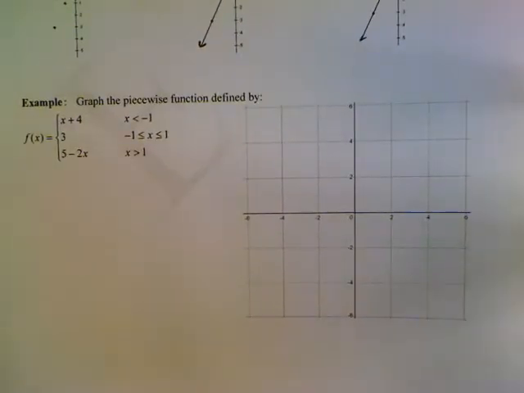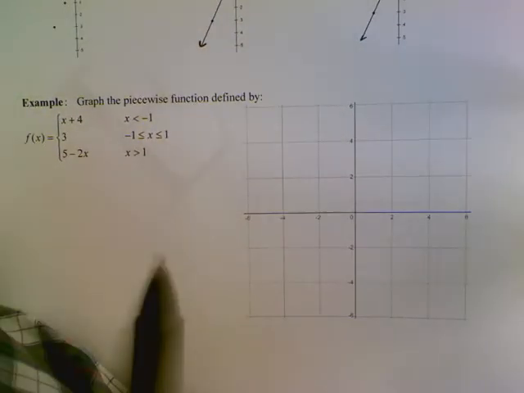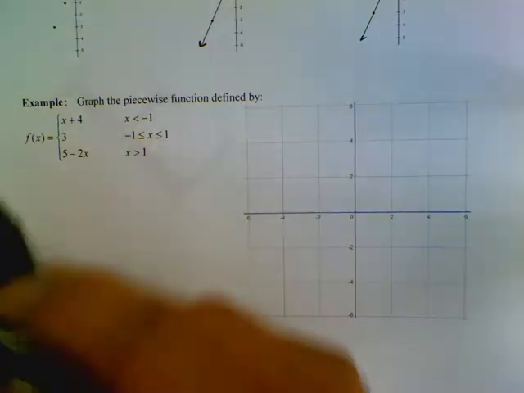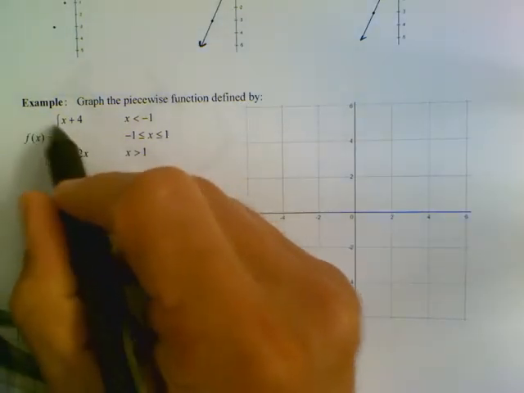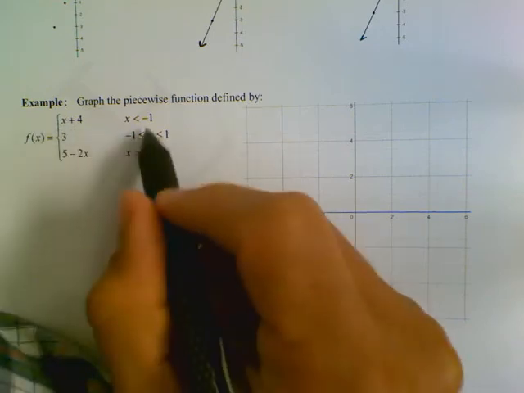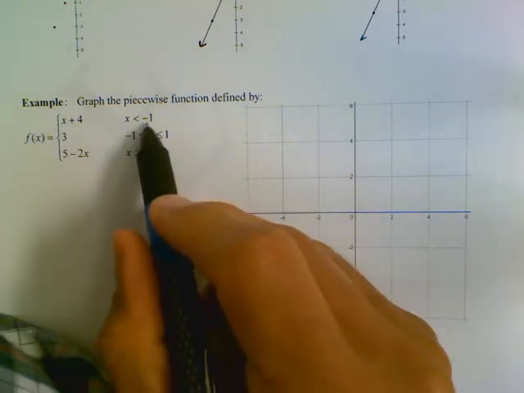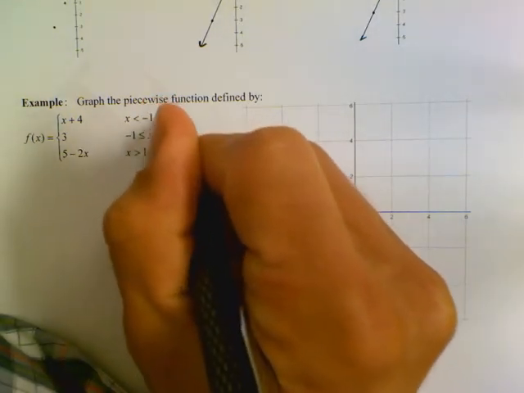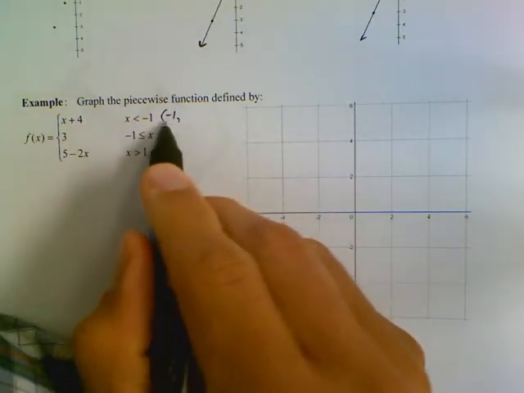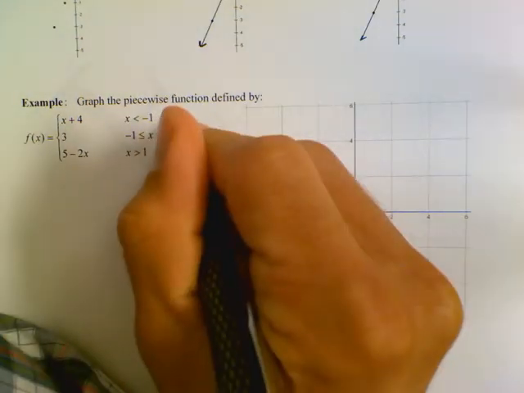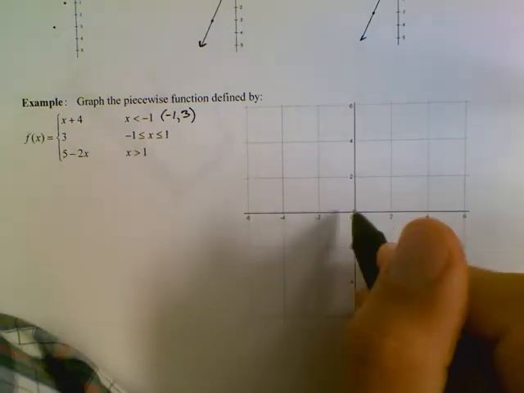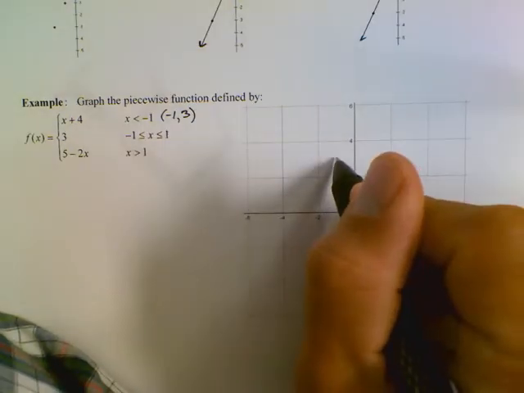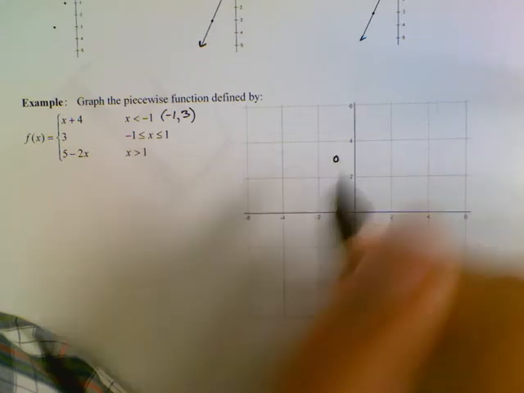Please pause the video and give this one a shot. When I look at this one, this first piece, I see that the slope is 1, but I see that at -1, I basically need to substitute in -1, right? So substituting in -1, I get 3. At -1, I should get 3, and that should be an open dot.